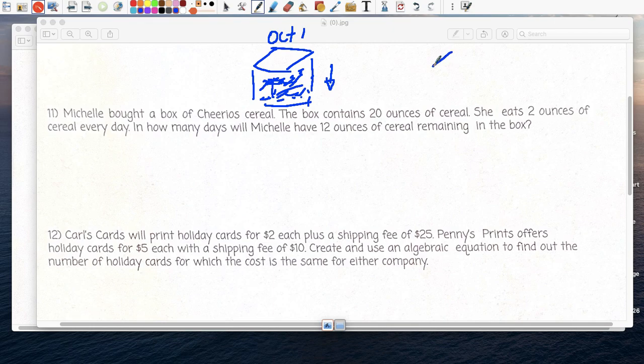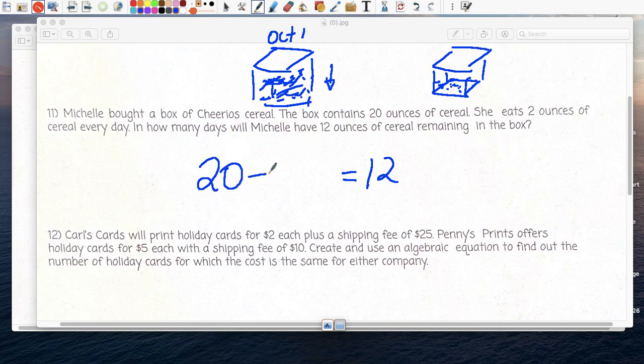In how many days will her box of cereal look like this, when there is only a little bit of cereal, right? Obviously, it's gone down. So when will it equal 12? That's what the question says. You know, this is like that candle problem you did the other day. Your box of cereal starts with 20, and every day you're going to take a little bit off. So, how much? 2 per day.